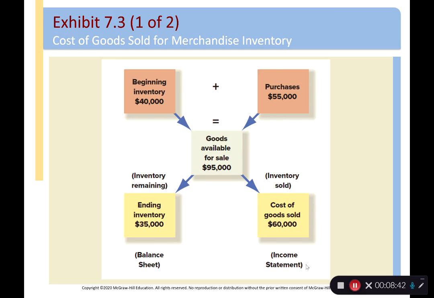In order to calculate our inventory, it's going to be our beginning inventory plus our purchases, which gives us our goods available for sale. And then with those goods, logic tells me I have 2 choices. I either sell them or I don't. If I sell them, they become cost of goods sold. If I don't sell them, they become ending inventory. Those are the only 2 choices.